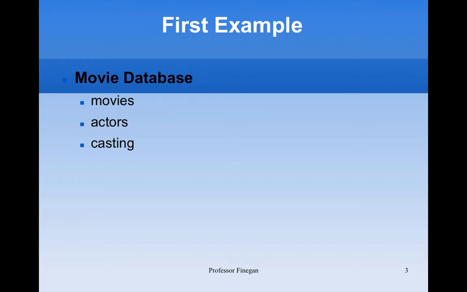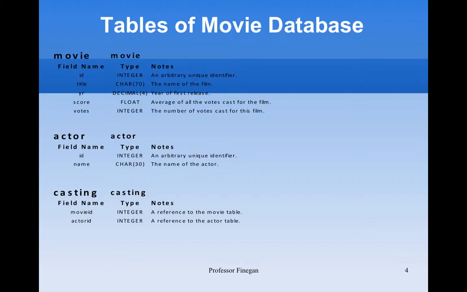For the first example, we'll be looking at a movie database. Specifically, let's think about a movie database in terms of the Academy Awards and the different items that we'd be looking at. So from that perspective, I decided to focus on movies, the actors, and the casting.